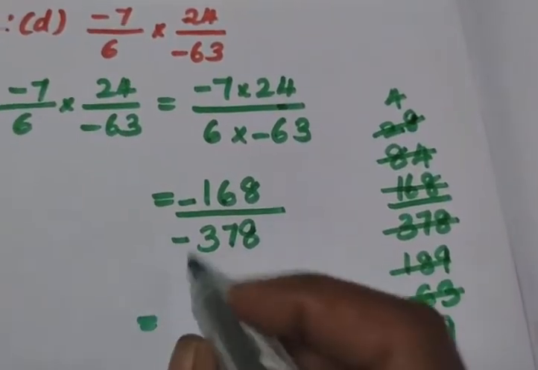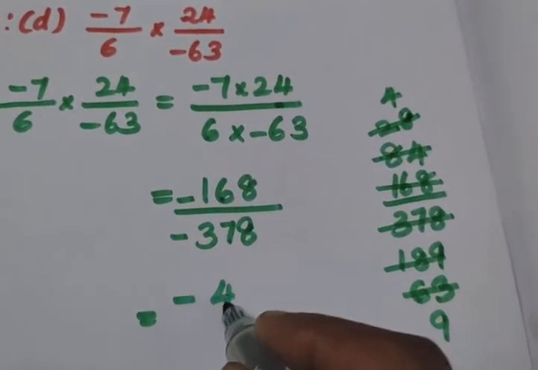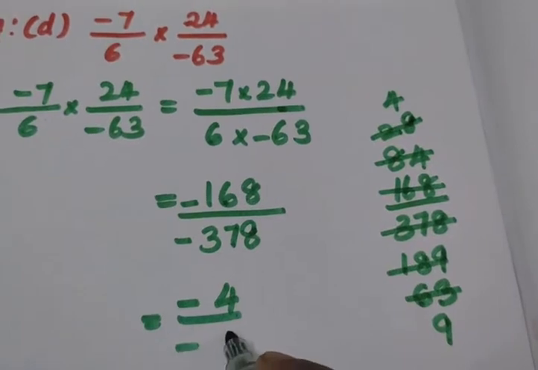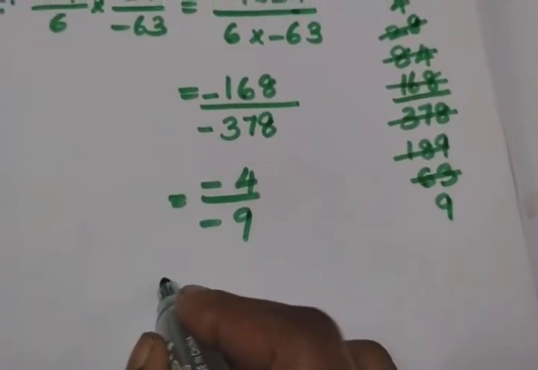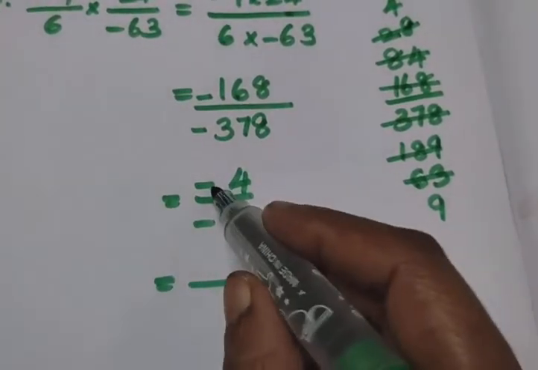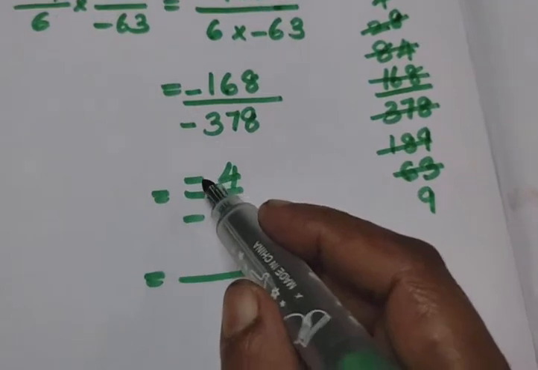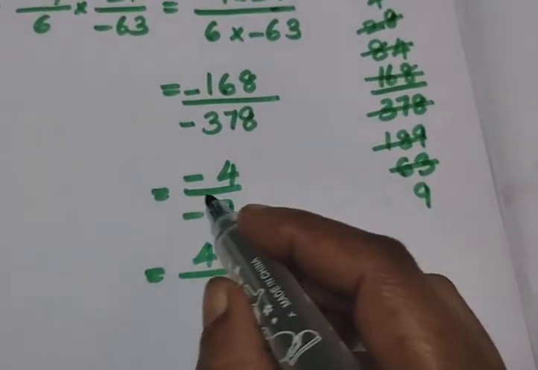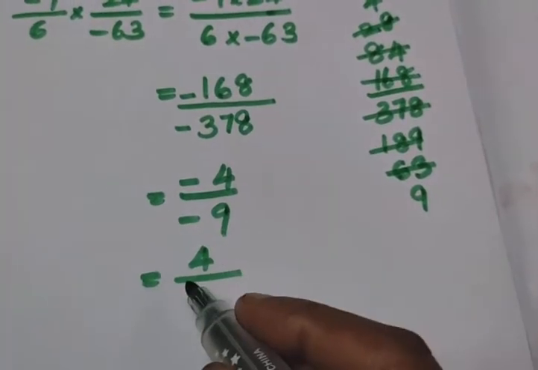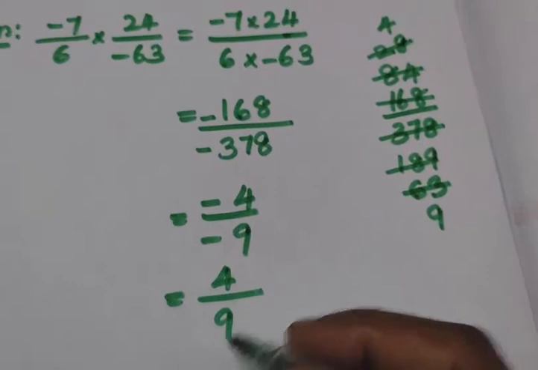Okay, so here already there is a minus sign, so minus 4, here we have minus 9. Lastly we can write the answer. See, minus divided by minus means it becomes plus. So minus 4 by minus 9 becomes 4 by 9. Okay, that's the answer. Okay, children.